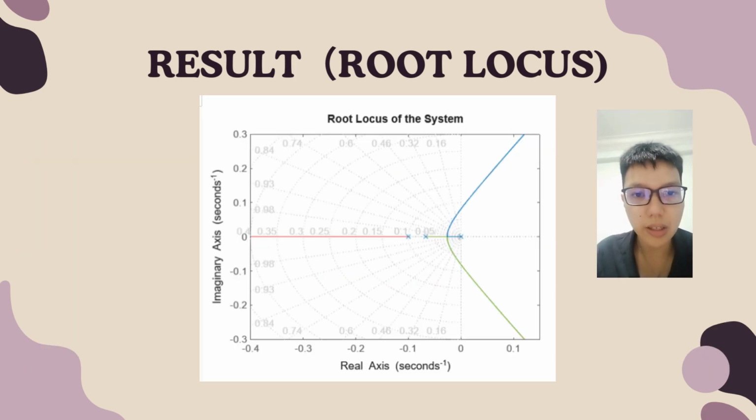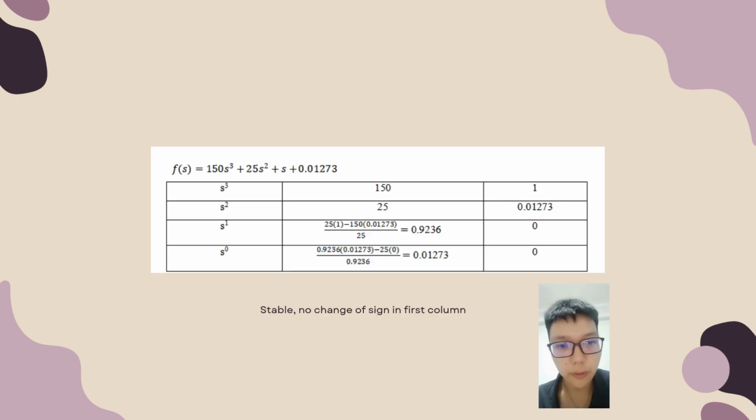This is the root locus graph of our system after we find the zeros, poles, centroid, asymptotes, gain at the breakaway points. For the stability of this system, we can determine it by the Routh-Hurwitz criterion method, which states that if the system is stable, there is no change of sign in the first column. So our system is stable because there is no change of sign in the first column. All of the values in the first column are positive.